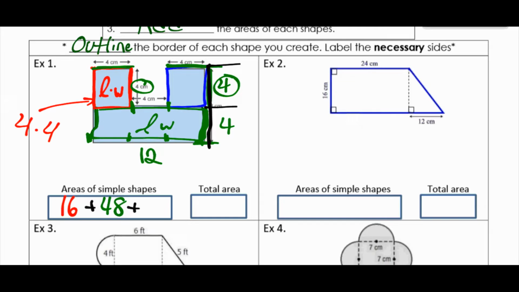Plus the area of the blue rectangle. That's the exact same thing as the red rectangle, actually, and I found that. That times that, length times width, will give me another 16. And now I can put all of those together. 16 plus 16 plus 48 is a total of 80. And these are square units. So whatever units I'm talking about here, I'm talking about centimeters. I'm going to put the little exponent of square on the centimeters to show that I'm finding an area.